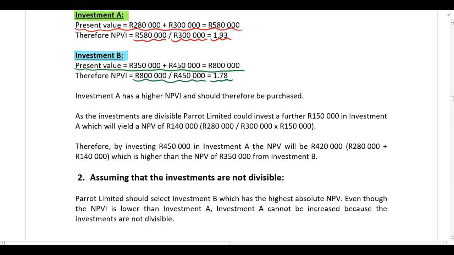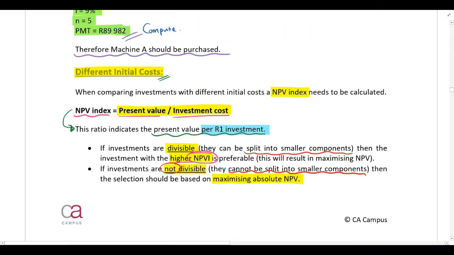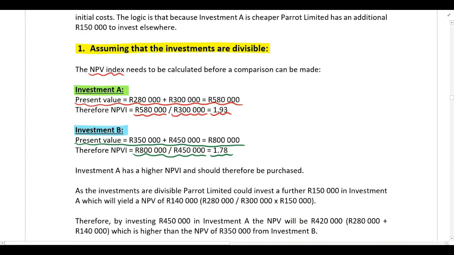Now remember I said to you on the previous page, the net present value index is just my present value per 1 Rand investment. So this is now comparable. For every 1 Rand that I invest, what is my present value? And because these investments are divisible, I am going to select the alternative with the highest net present value index. So we can conclude investment A has the higher net present value index, and therefore investment A should be purchased.